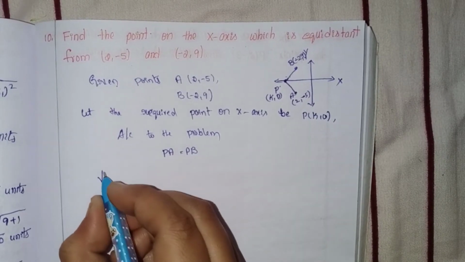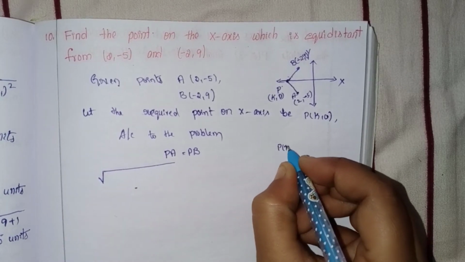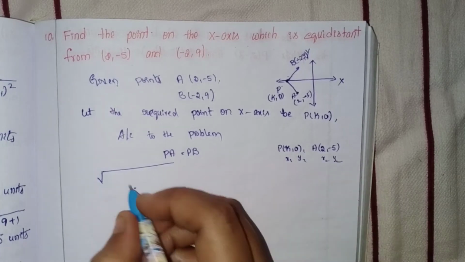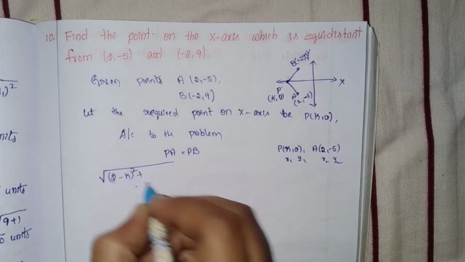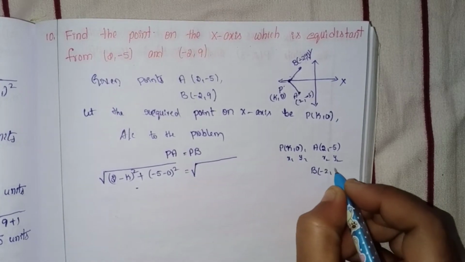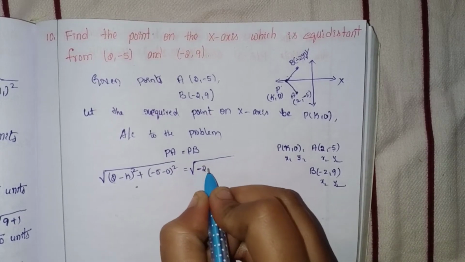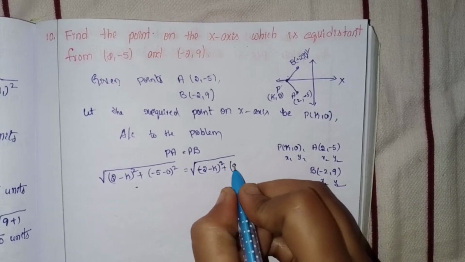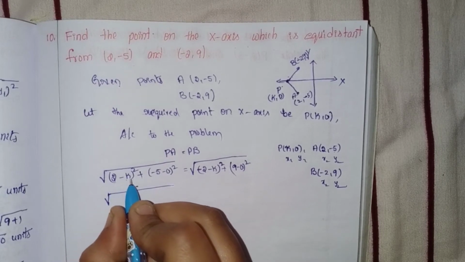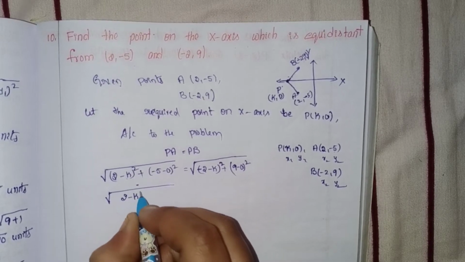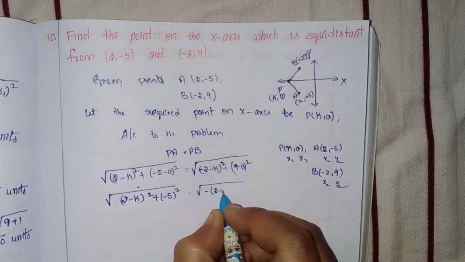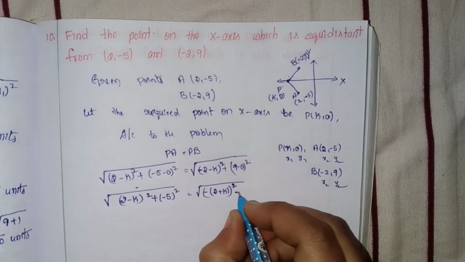That implies, using the distance formula, with P (k, 0) and A (2, -5) as (x1, y1) and (x2, y2): square root of (x2 - x1) whole square plus (y2 - y1) whole square is equal to, next B point (-2, -9) as (x2, y2), square root of (x2 - x1) whole square plus (y2 - y1) whole square. That gives square root of (2 - k) whole square plus (-5) whole square equals square root of (-2 - k) whole square plus (-9) whole square. Taking minus common from these two, plus 9 whole square.